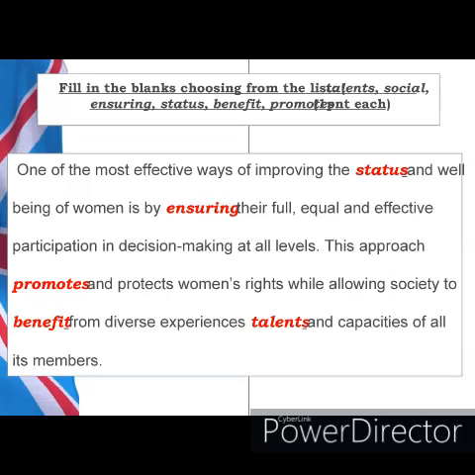Okay, approach promotes. This approach, what does it do? It promotes. This approach is a subject, promotes is a verb.